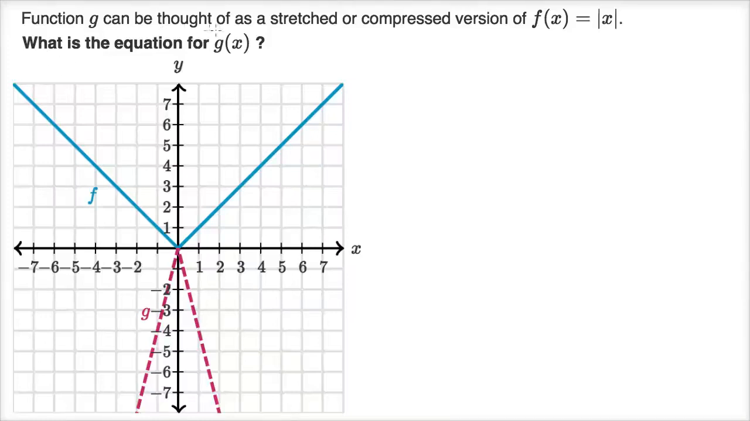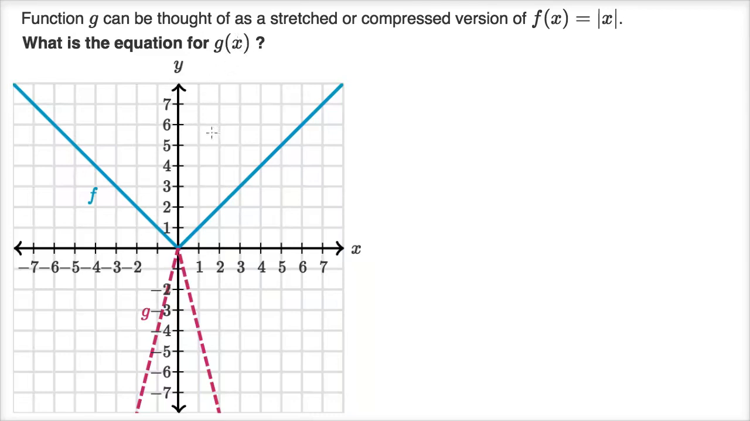Function g can be thought of as a stretched or compressed version of f of x is equal to the absolute value of x. What is the equation for g of x? So you can see f of x is equal to the absolute value of x here in blue. And then g of x, not only does it look stretched or compressed, but it also is flipped over the x-axis. So like always, pause this video and see if you can come up yourself with the equation for g of x. All right, now let's work through this together.